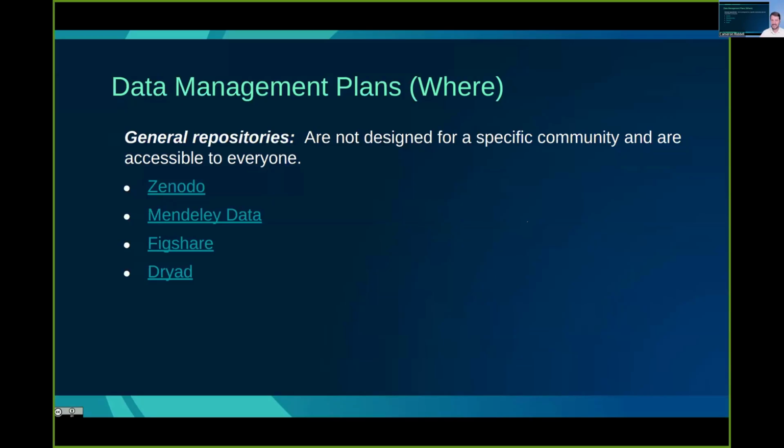So for many instances, we will share data in what we call generalist repositories. These are going to be repositories that are not designed for a specific community, and they are accessible to everyone. One of the most popular choices for this is Zenodo, but there are a number. There's more than 4, there's more than 20, there's probably more than 50 different options that you can choose to upload your data and receive a DOI in return.